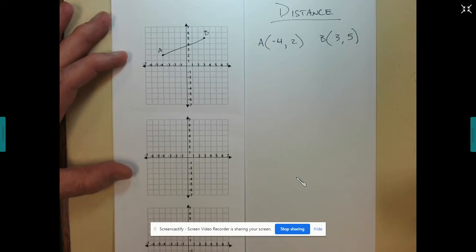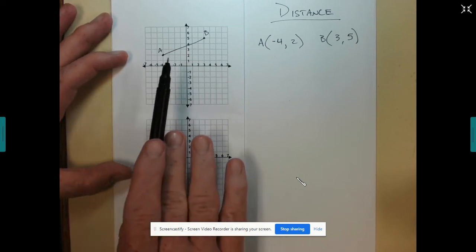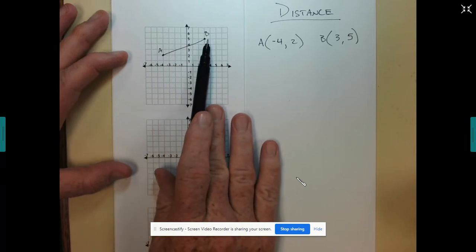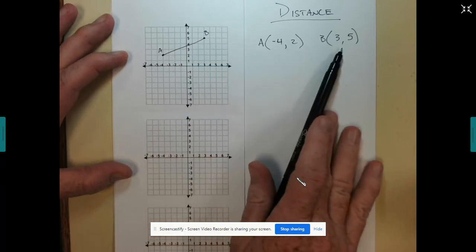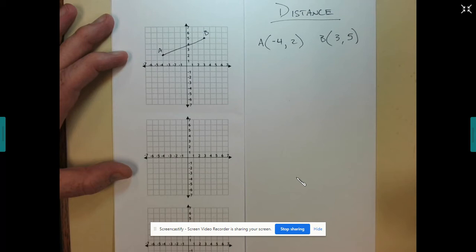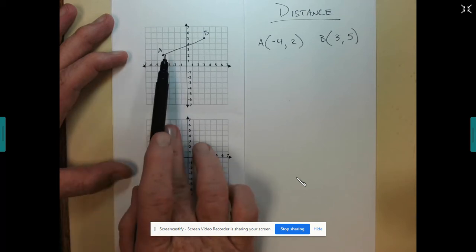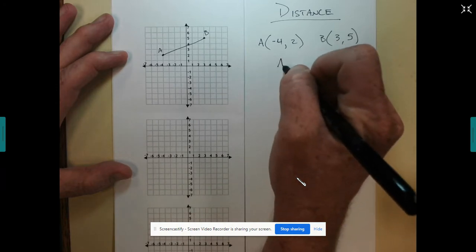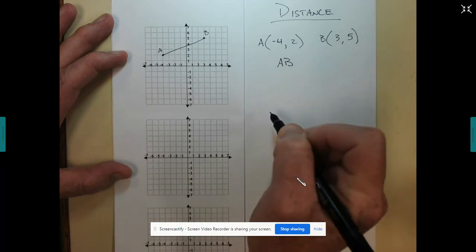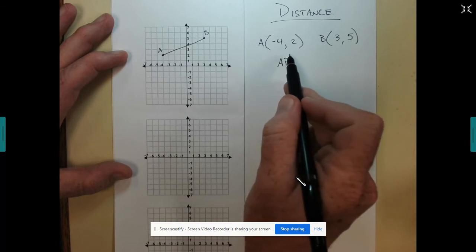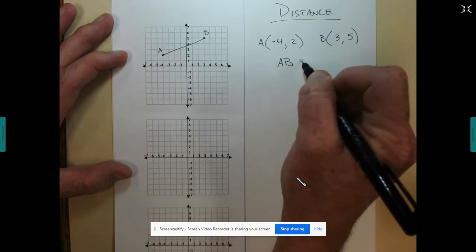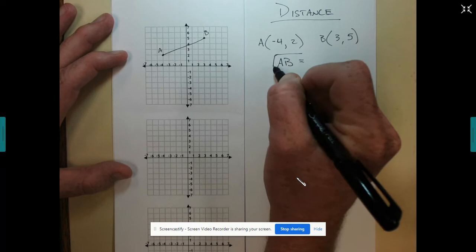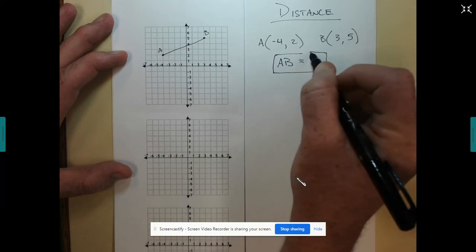All right, you guys, let's look at the distance formula. Again, I have plotted 2 points already for you. I've recorded the points here. If we wanted to find the distance between those two, I would just put the 2 endpoints. I wouldn't put the segment symbol above. If I'm looking for the distance, this is what it would look like if they asked for that.